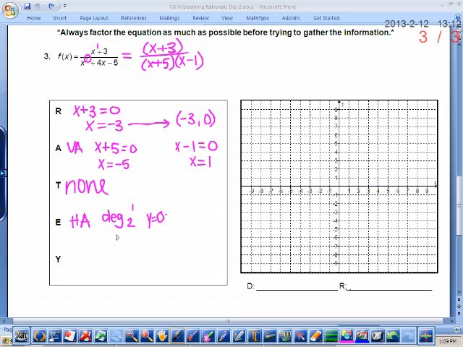Okay, y-intercept, what do we do? Okay, plug 0 in for x. In my opinion, using your unfactored form at the beginning is easier. So you're just going to have 0 plus 3 over 0 plus 0 minus 5, which gives us what? -3/5, and we write it as a point. 0, -3/5.